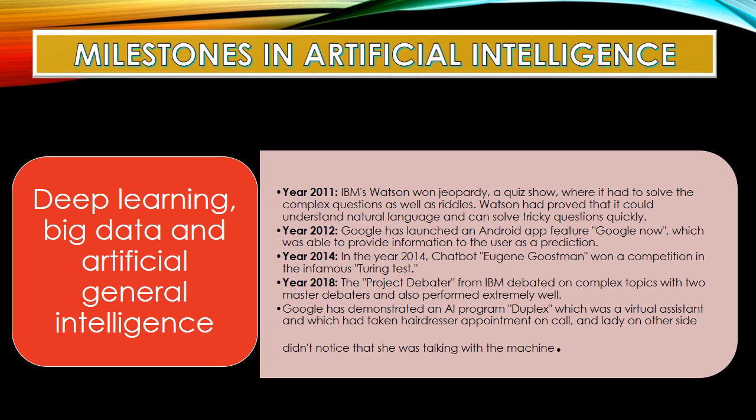2012, Google launched an Android app feature, Google Now. It was able to provide information to users as a prediction. Year 2014, chatbot Eugene Goostman won a competition in the infamous Turing test. 2018, the Project Debater from IBM debated complex topics with two master debaters and also performed extremely well. Google has demonstrated an AI program Duplex, which was a virtual assistant and had taken a hairdresser appointment on call, and a lady on the other side did not even notice that she was talking to a machine.